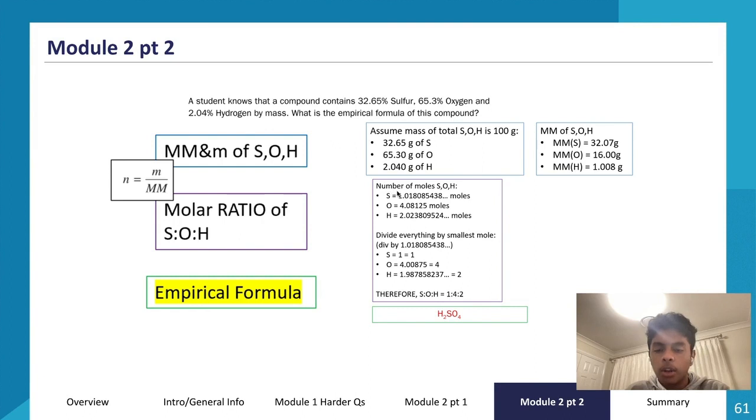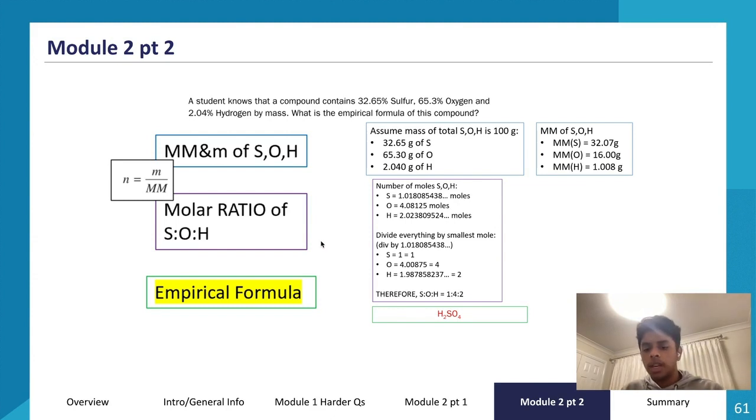So now I have the approximate molar ratio of everything. So now let's divide through by the smallest value that we get. So I divide through by 1.018085... So if I divide sulfur by that value, I get 1. If I divide oxygen by its value, I would get a value of 3.93, which is approximately 4.